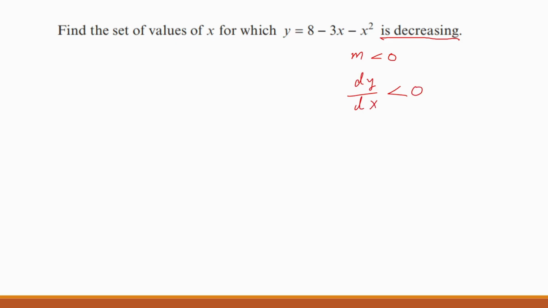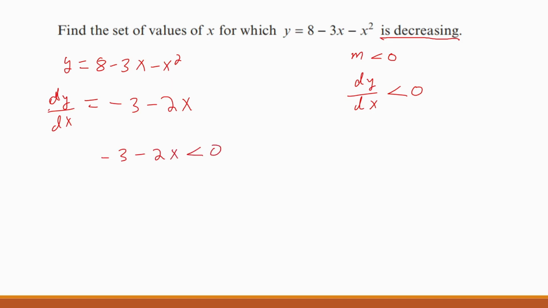Now let's see what our dy over dx is. y is equal to 8 minus 3x minus x squared. So dy over dx should give me minus 3 minus 2x. And as we know dy over dx is supposed to be less than 0, we can keep this less than 0. Minus 3 minus 2x is less than 0. Now let's take minus 3 over to the other side: -3 is less than 2x. So -3 over 2 is less than x. This is how we are supposed to find the answer to this question.